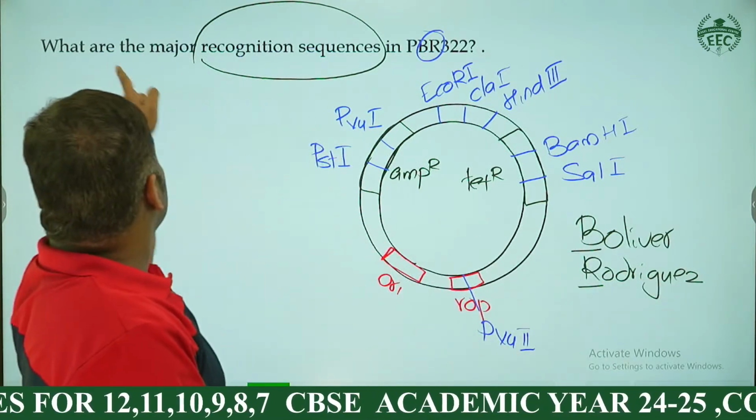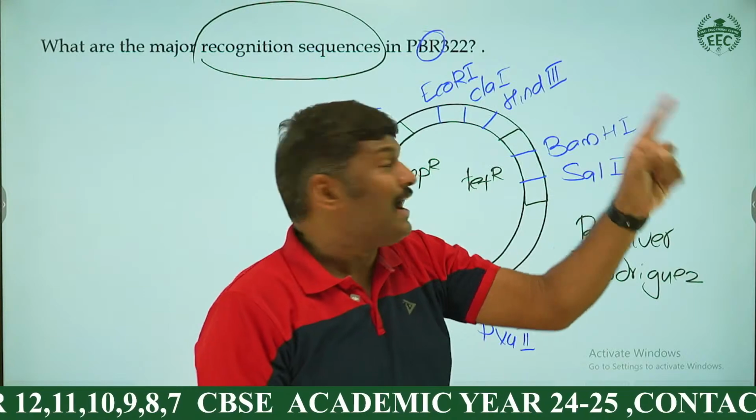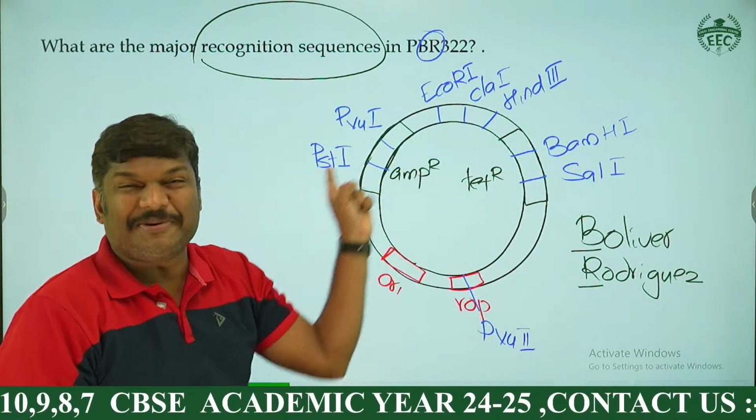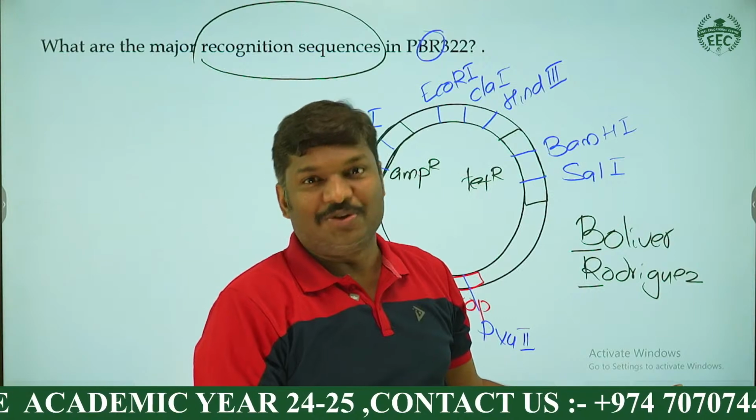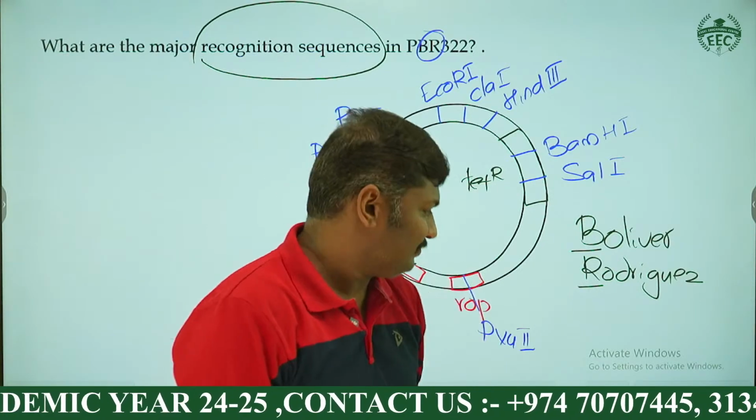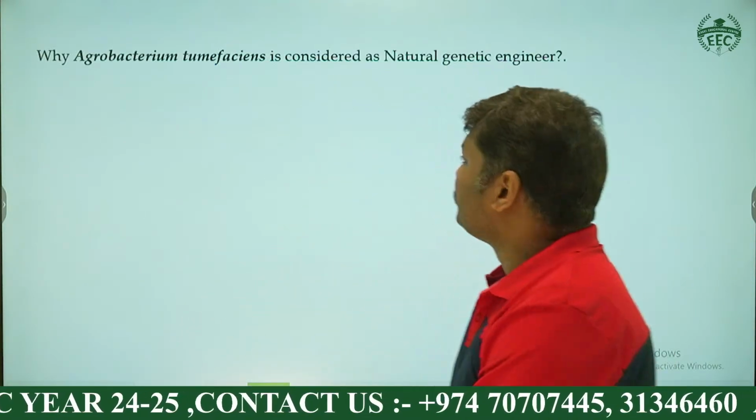Okay, so that's why the question is, what are the major recognition sequences? There are 8 recognition sequences I represented here in blue color, starting from PstI and ending in PvuII. I hope it is clear. Moving on to the next question.